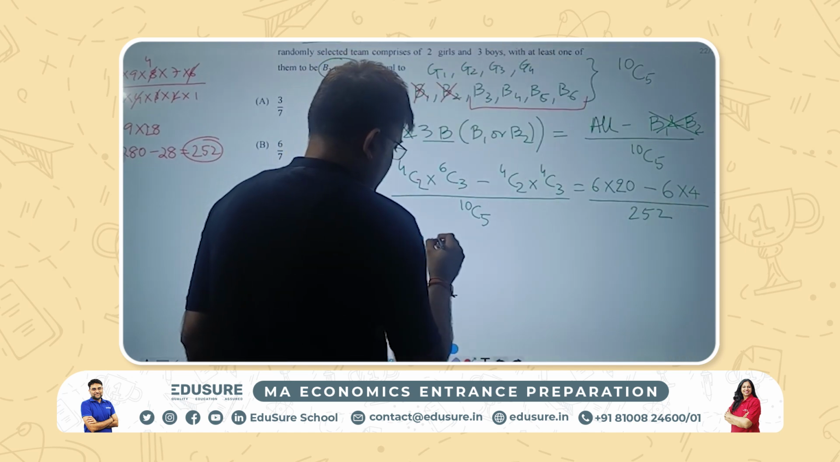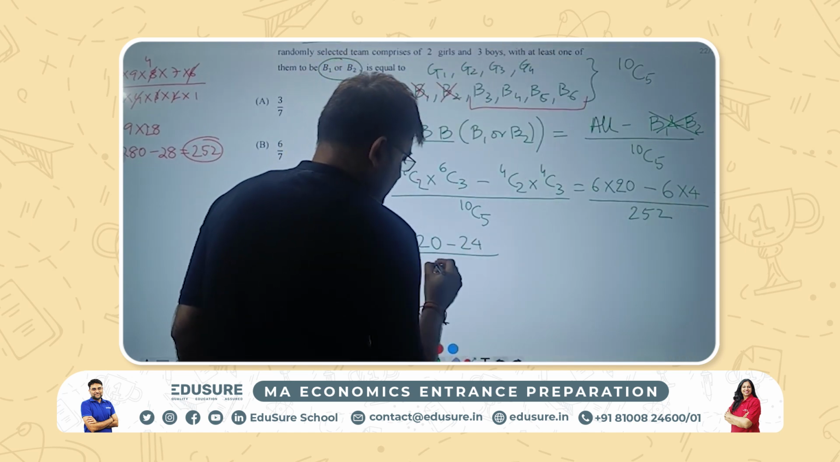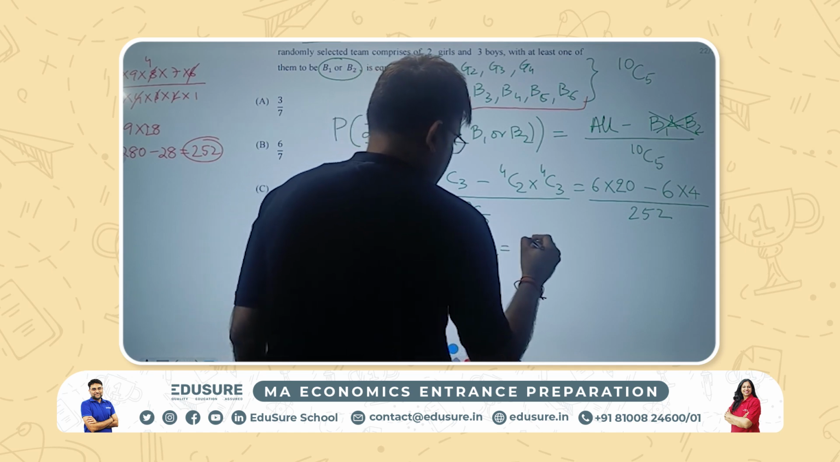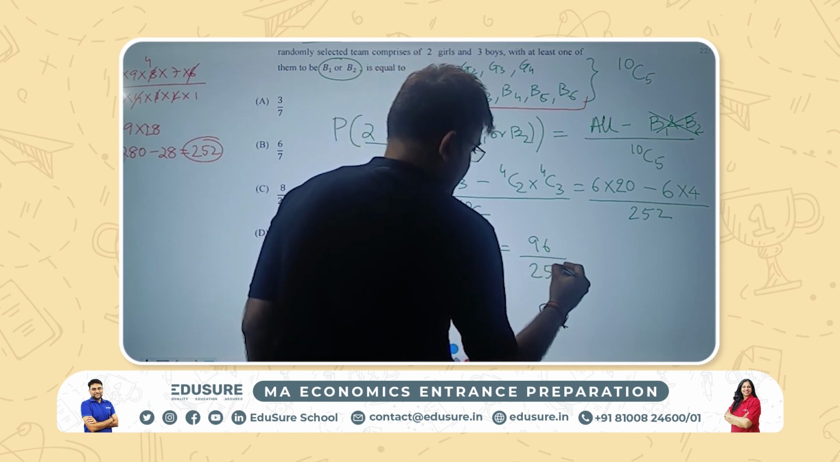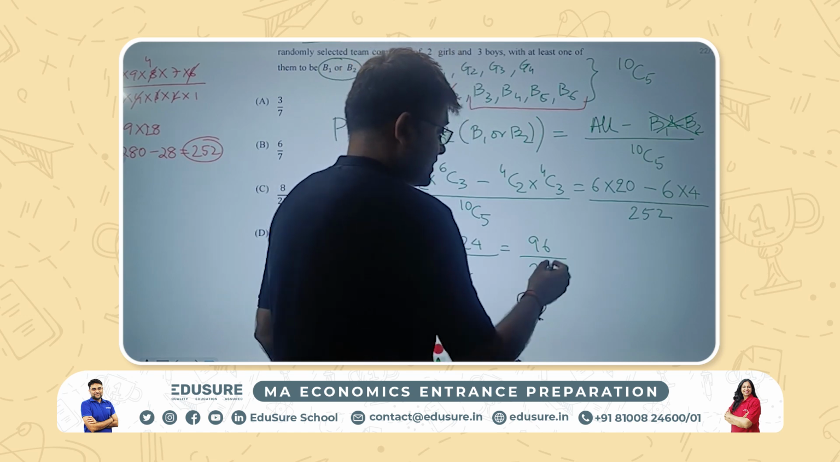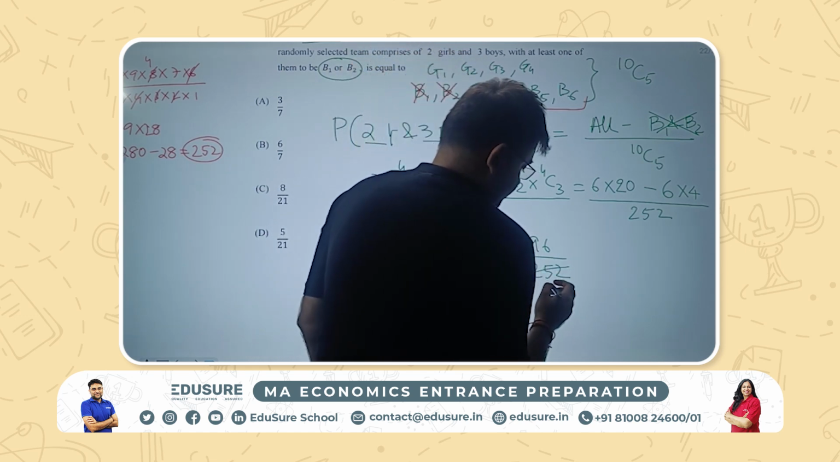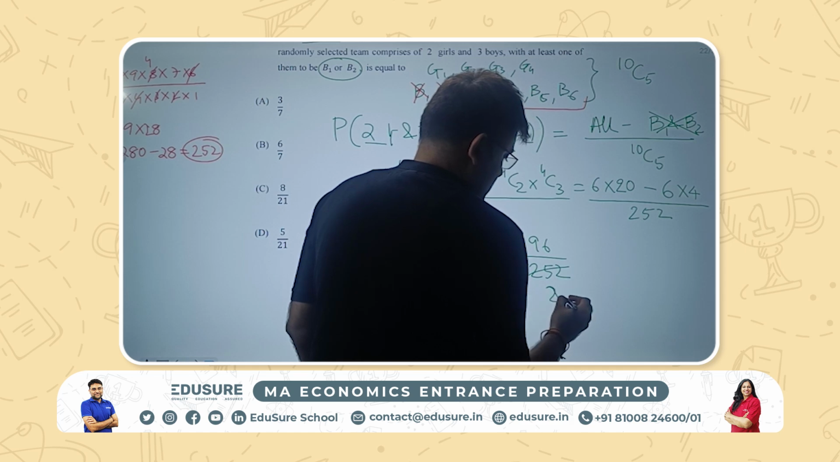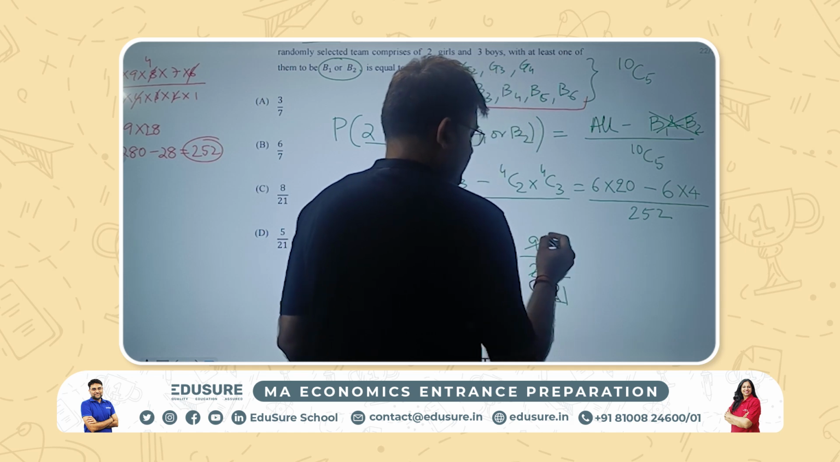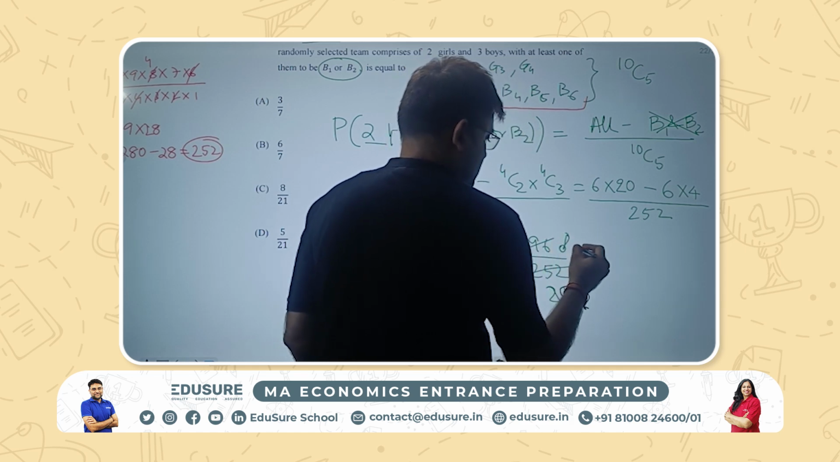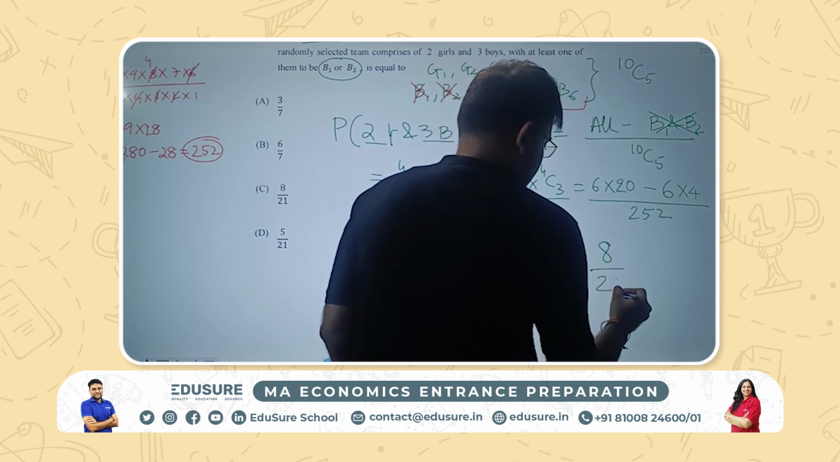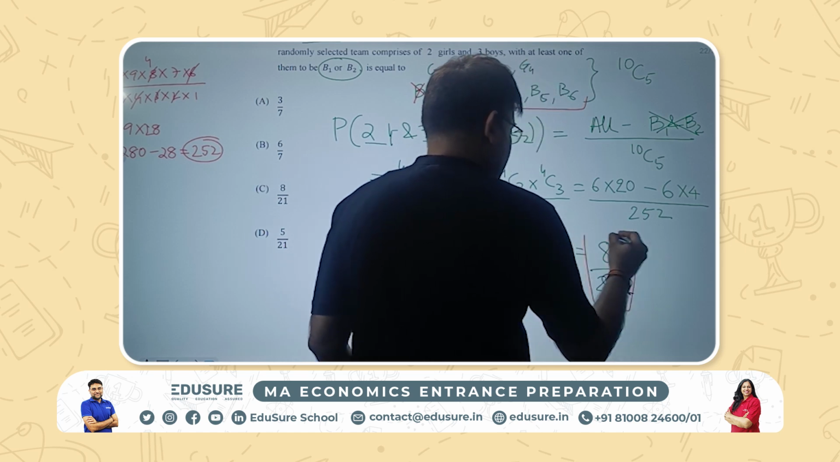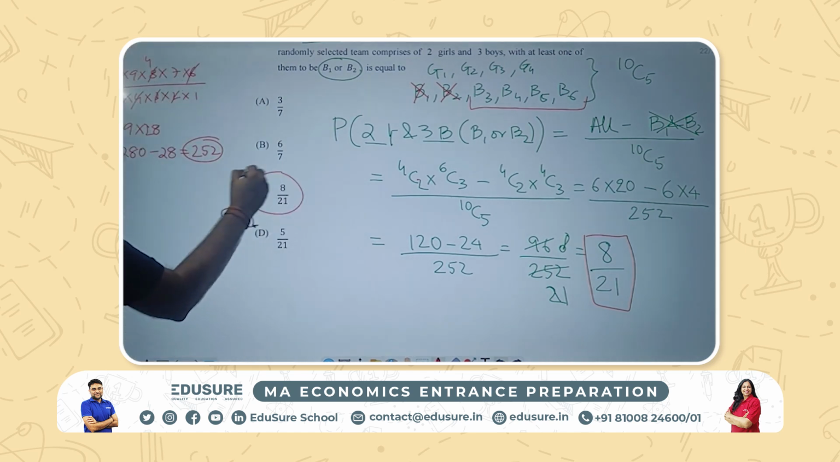So it is 120 minus 24 divided by 252, which is 96 divided by 252. Let's cancel out 12: 12 twos are 24, and 12 twenty-ones are 252. So 8 by 21 is what I shall get in terms of the probability. Yes, I have an option.